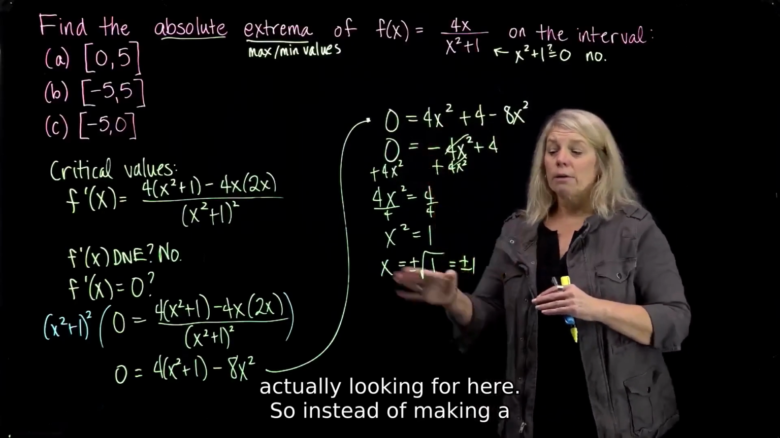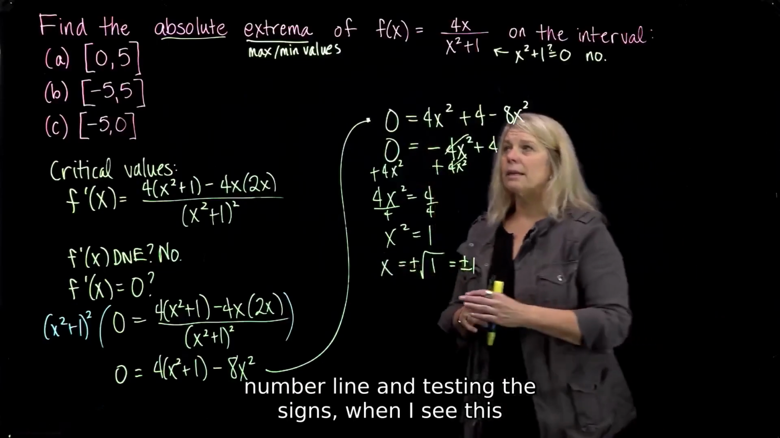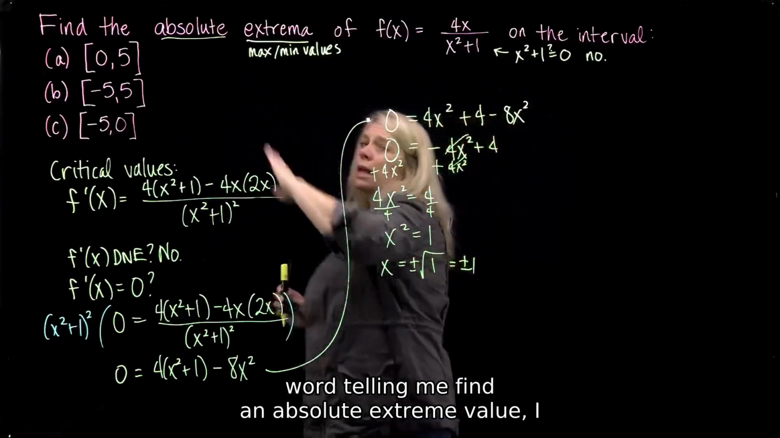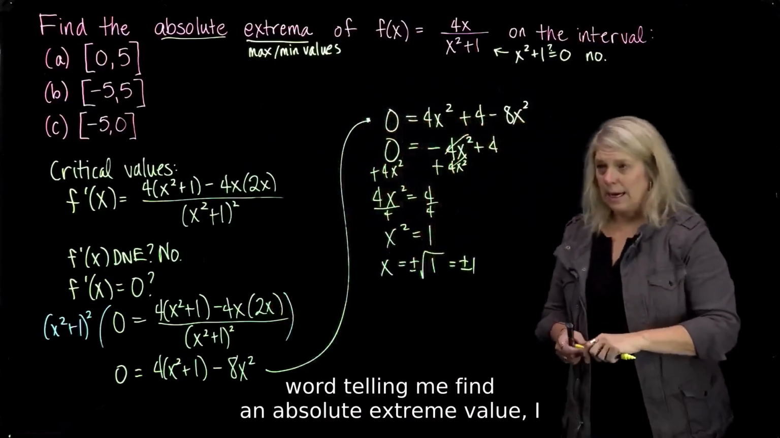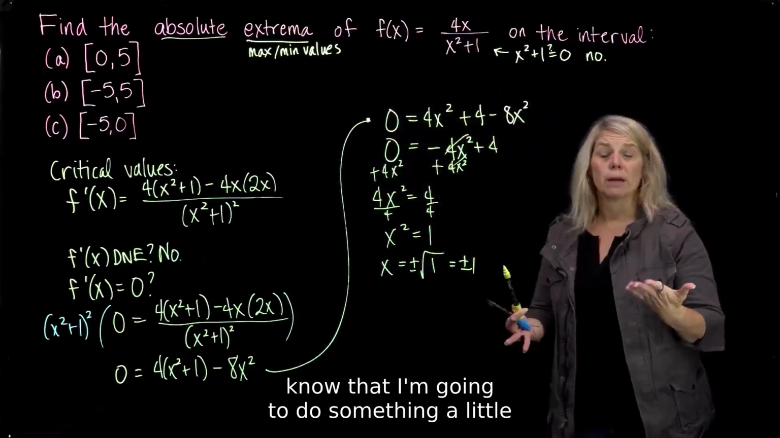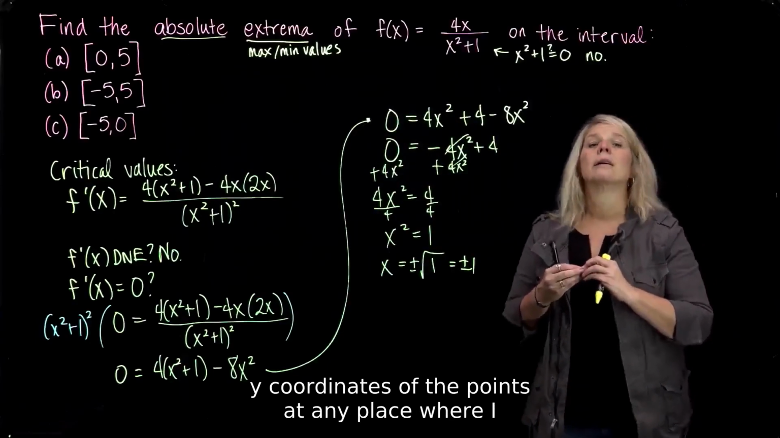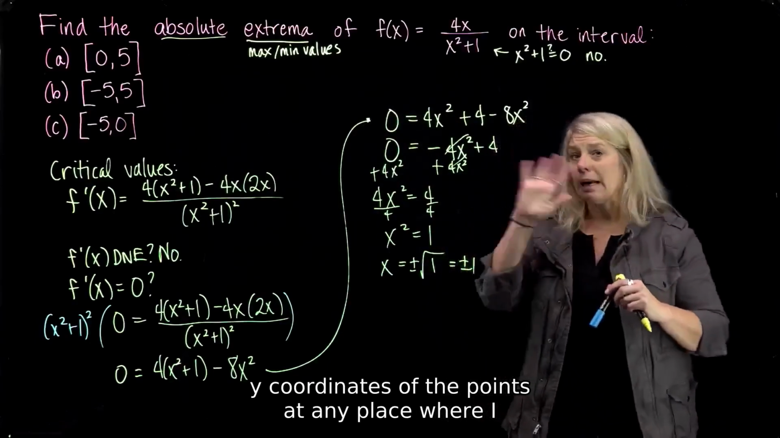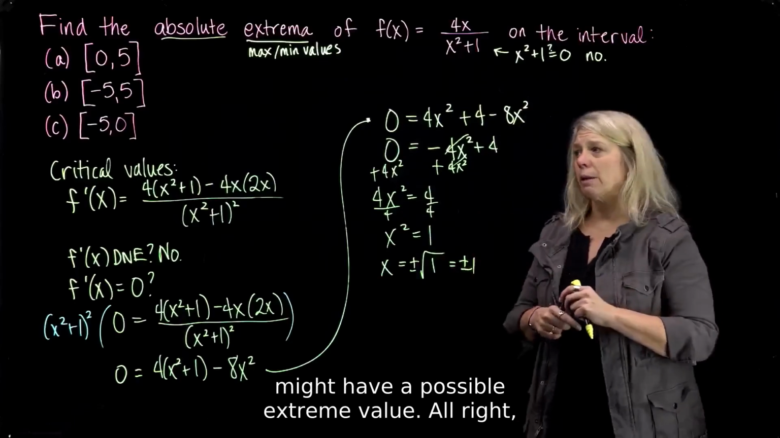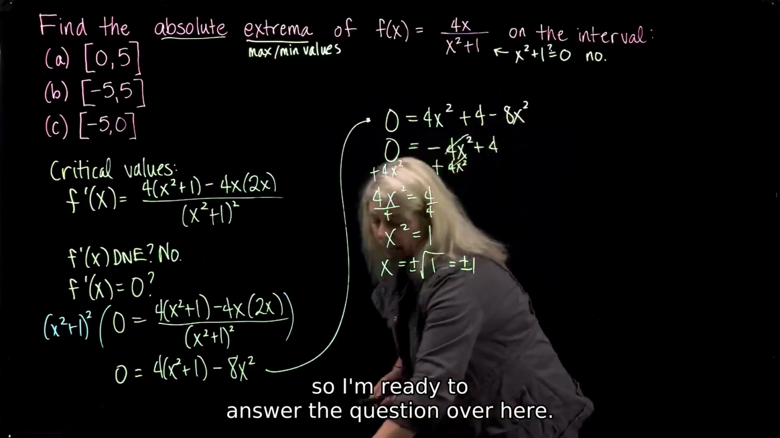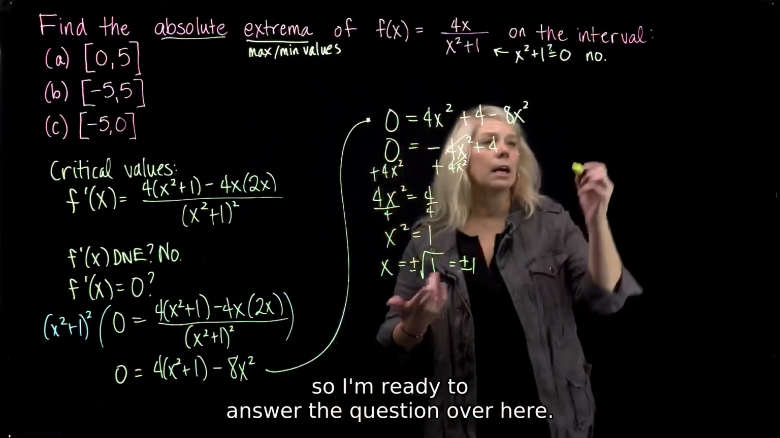So instead of making a number line and testing the signs, when I see this word telling me to find an absolute extreme value, I know that I'm going to do something a little bit different. What I need to compare is the y coordinates of the points at any place where I might have a possible extreme value. All right, so I'm ready to answer the question over here.